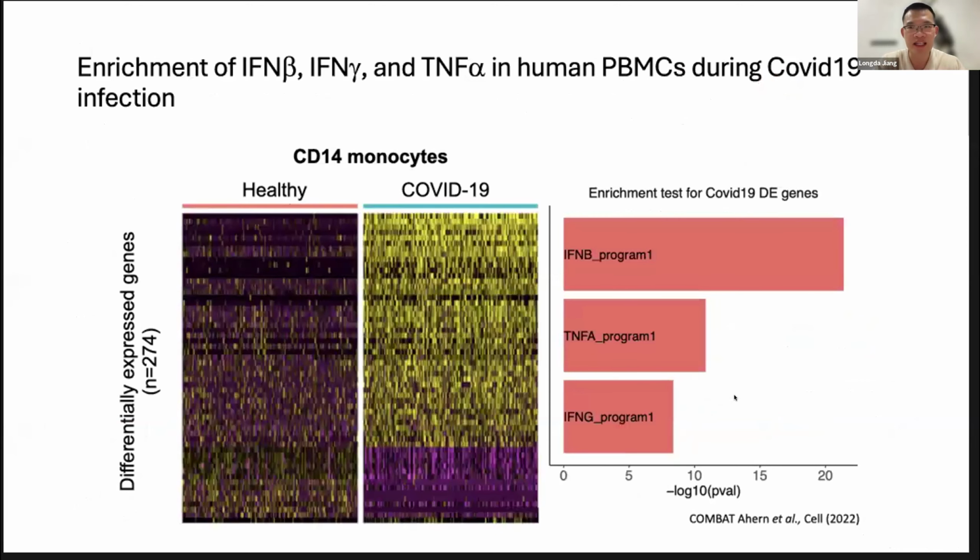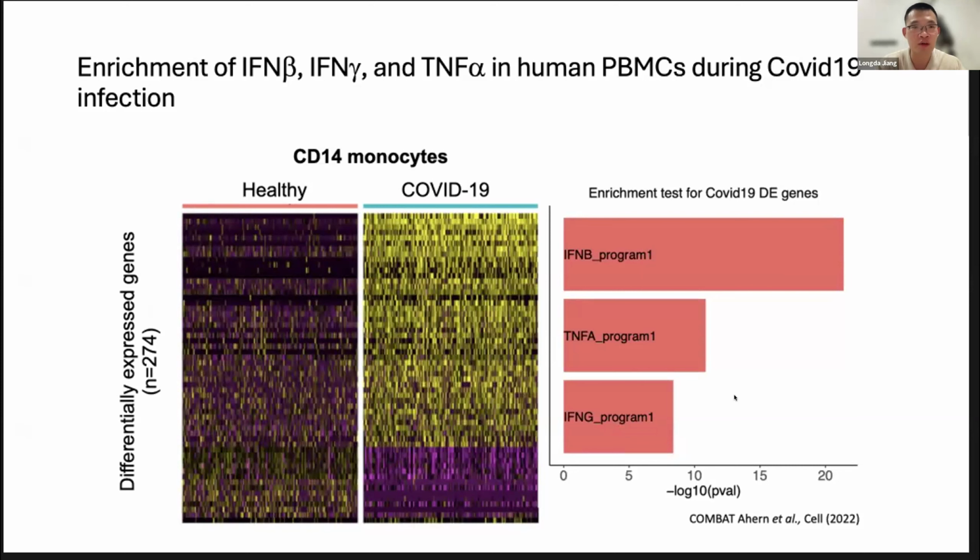In the final few slides, I would like to show you how we utilize our pathway gene list to interpret new biological contexts. First, let's focus on COVID-19. We performed a very standard DE test between the COVID-19 patients and healthy control PBMC using the COMBAT Consortium dataset. We then performed a standard pathway enrichment test for these COVID-19 DE genes using our pathway gene list. We find high enrichment for the interferon beta, TNF alpha, and interferon gamma pathways.